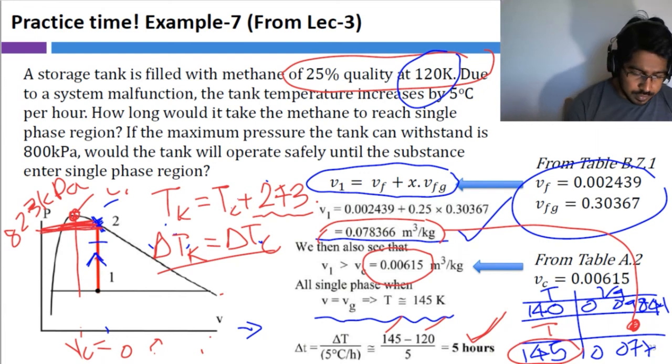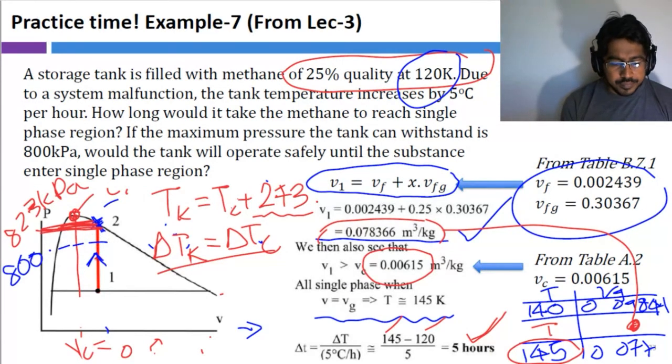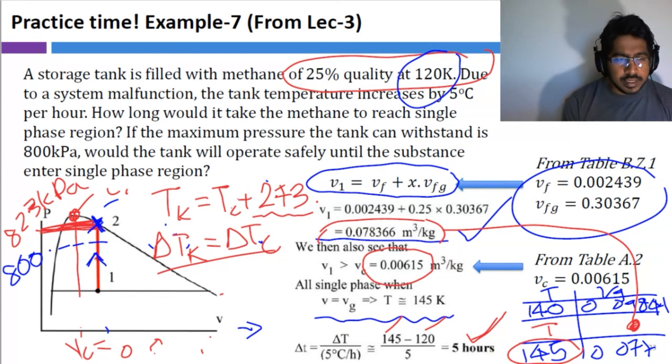It explodes because the maximum pressure it can handle is 800, and the pressure at the saturation vapor line is 823. So the question asks whether it would be able to safely arrive at the single phase region? No, because the maximum pressure it can handle is being exceeded when we try to cross the line, right?